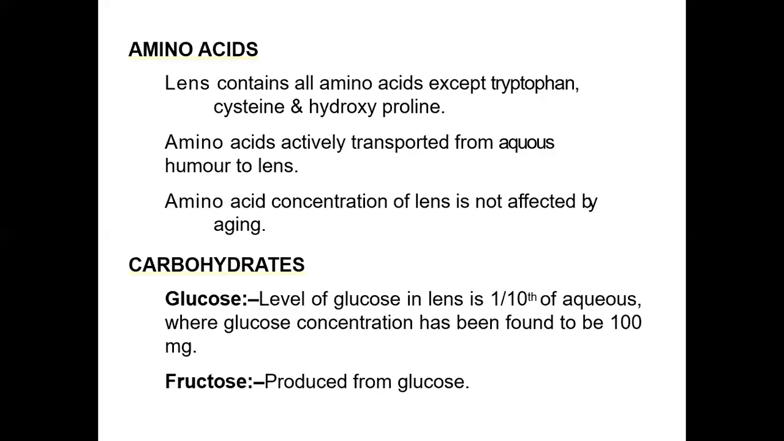Carbohydrates, basically glucose and fructose. The glucose level in the lens is 1/10 of the aqueous humor, where the glucose concentration has been found to be 100 mg. Fructose is produced from the glucose.